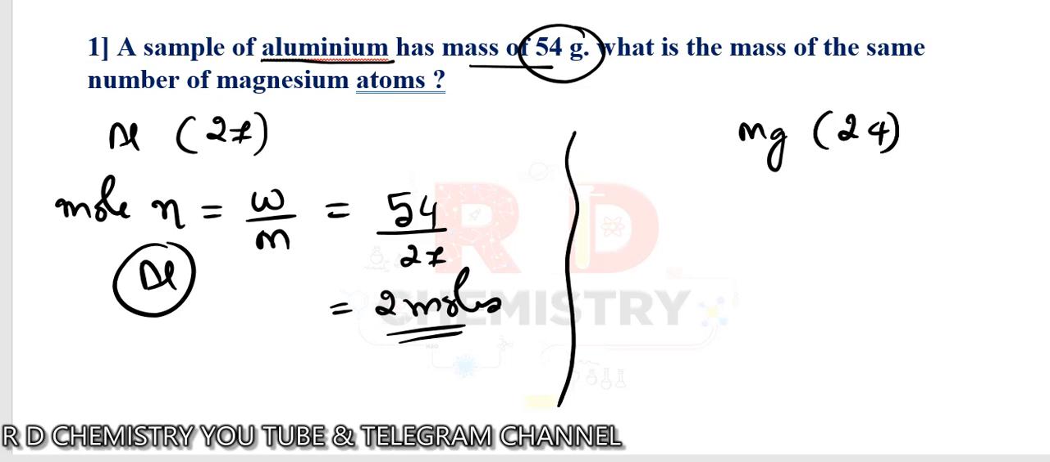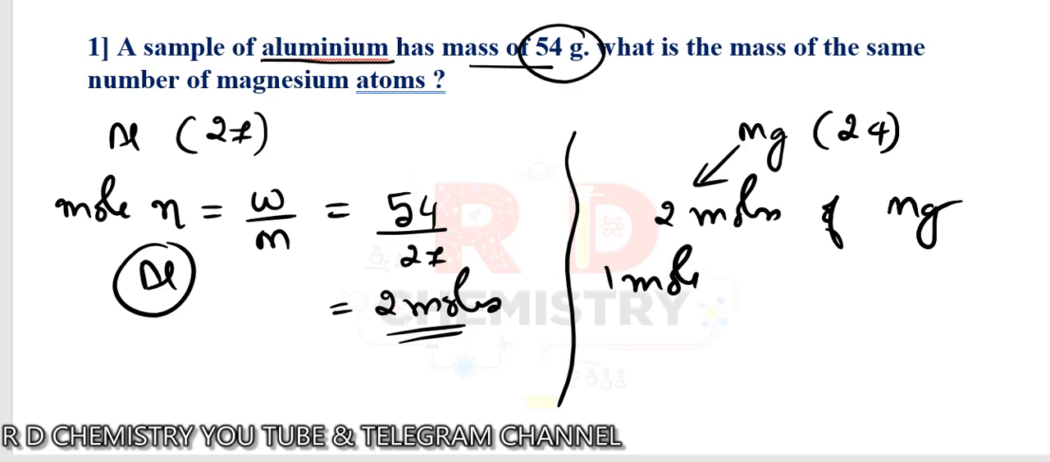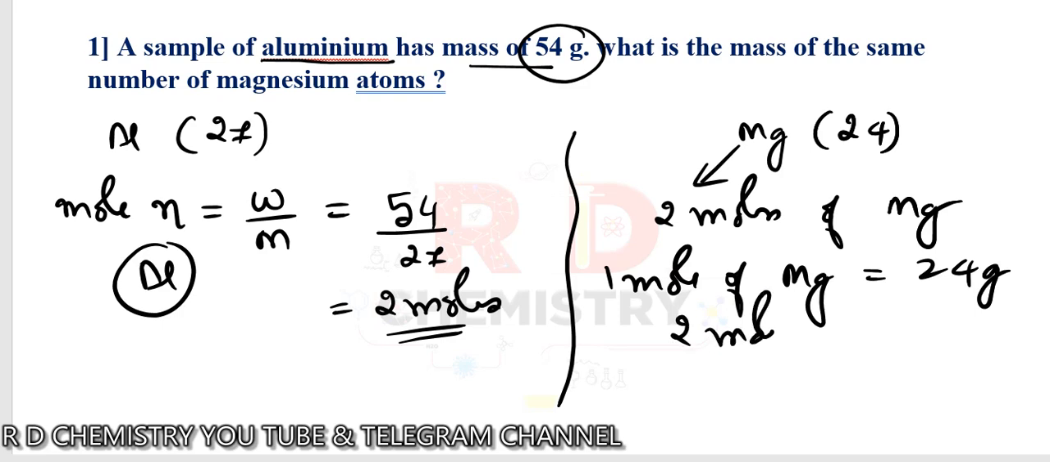Now I want to calculate 2 moles of magnesium. 1 mole of magnesium, 1 mole of Mg, is equal to 24 grams. Therefore, 2 moles of magnesium is equal to 48 grams. Okay, fine.